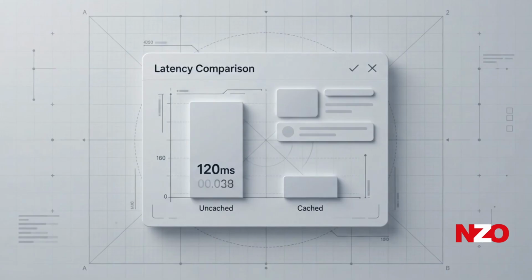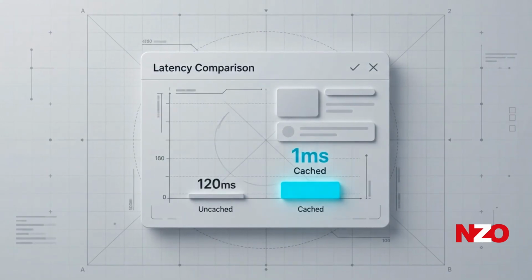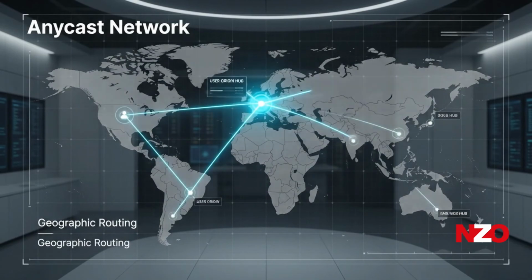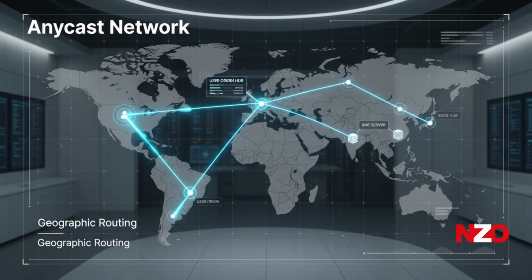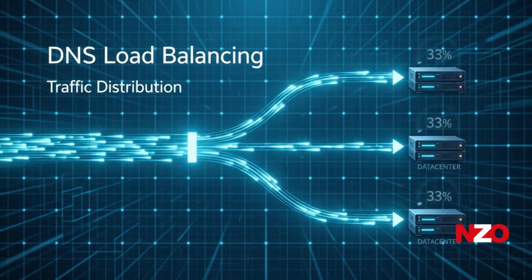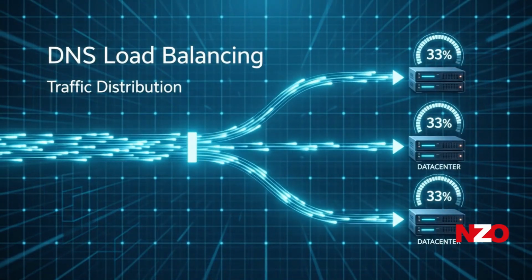Aggressive caching dramatically speeds up internet browsing across all device networks. Anycast technology routes your request to the geographically closest DNS server. Massive websites use DNS load balancing to distribute traffic across data centers.